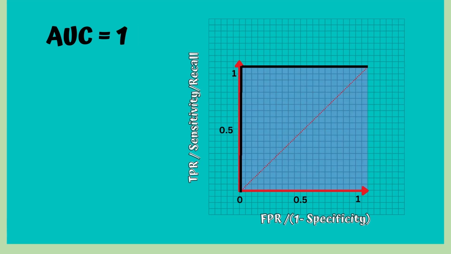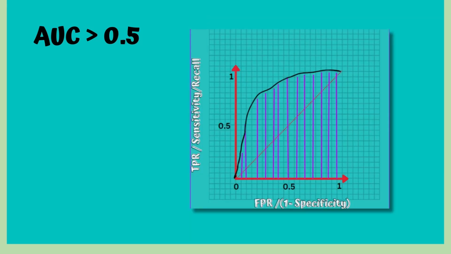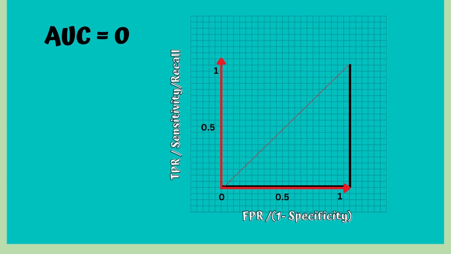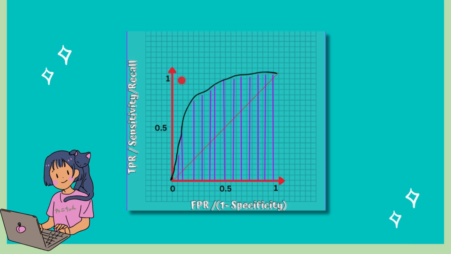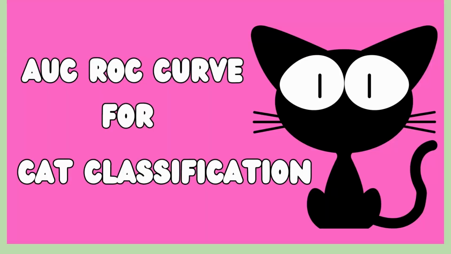AUC equal to 1 means a perfect model with no false positives or false negatives. The model can perfectly distinguish between positive and negative cases. AUC greater than 0.5 means the model is better than random. The model has some predictive power. AUC equal to 0 means the model would predict all the negatives as positive and all the positives as negatives. A model that performs well will have a curve that bends sharply towards the upper left corner of the plot. So what does this AUC value mean for our cat classification model?